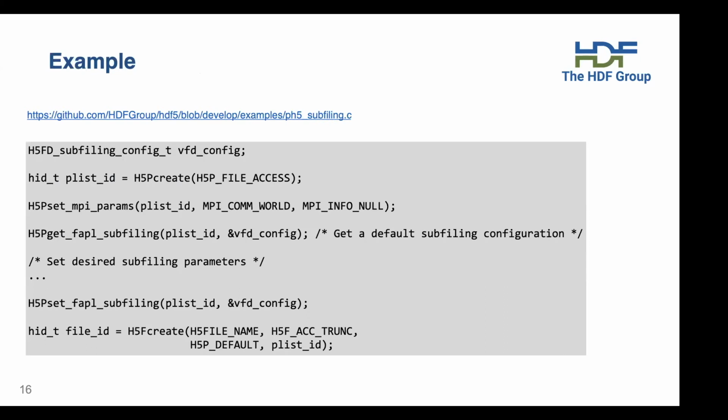Here's a quick example. The link up above is a more full example of how to use a subfiling VFD, but basically the way to use this in an HDF5 application, you first set the MPI parameters that you want to use on the file access property list, since this is a parallel VFD. And then the easiest way is to call the get FAPL subfiling to grab a default configuration, and then you can adjust it as you need and set subfiling on the file access property list using H5P set FAPL subfiling, and then you create your file with the file access property list. Next slide.